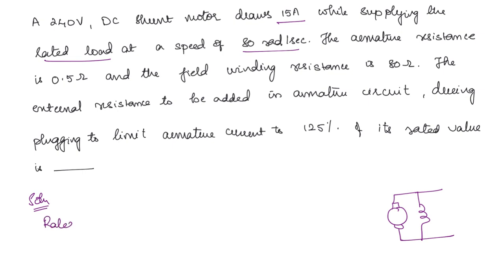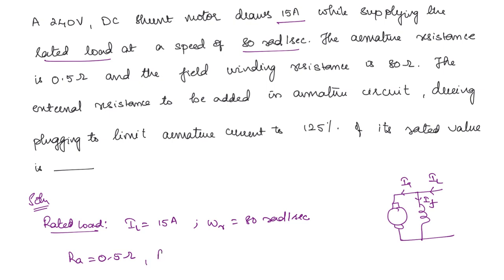So you can write down at rated load, the motor draws the load current. This is the load current, this is the armature current and this is the field current. So the load current is given as 15 amperes and the speed is given as 80 radian per second. Next, armature resistance is given as 0.5 ohm and the field winding is given as 80 ohm. Okay, so now what is happening? The motor is plugged.